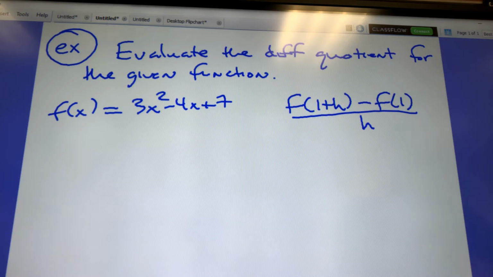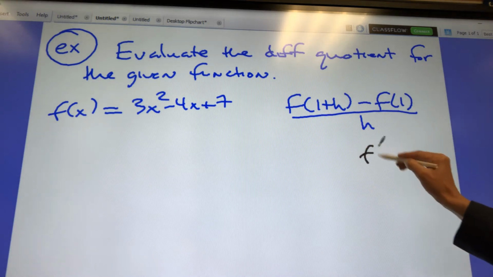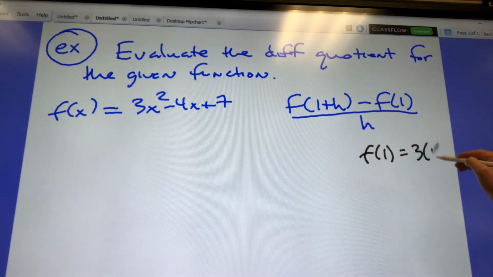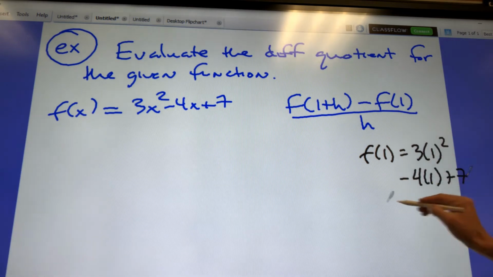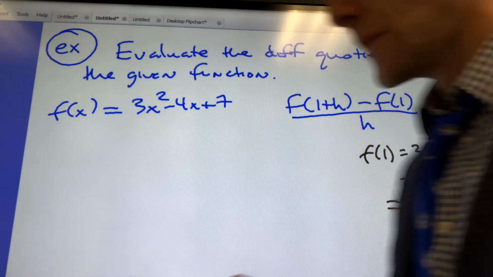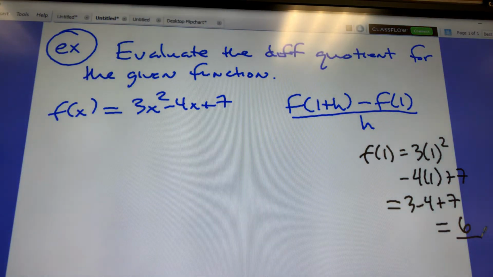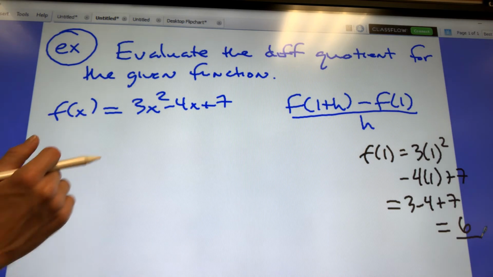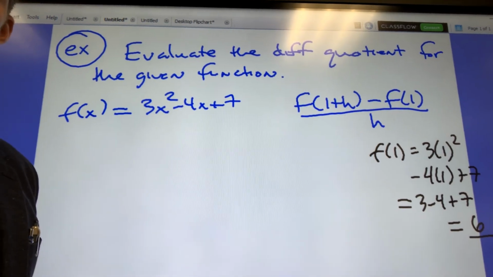So first thing, off to the side, figure out what f of 1 is. 3 times 1 squared minus 4 times 1 plus 7. 3 minus 4 plus 7 is 6.